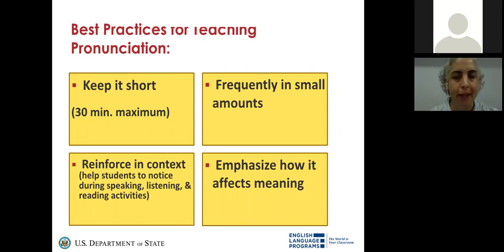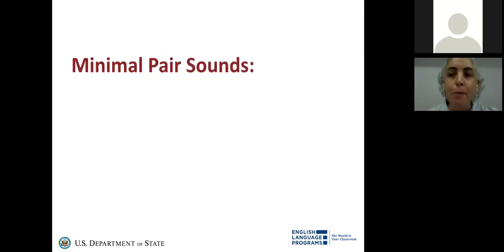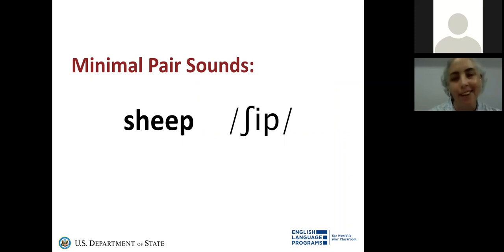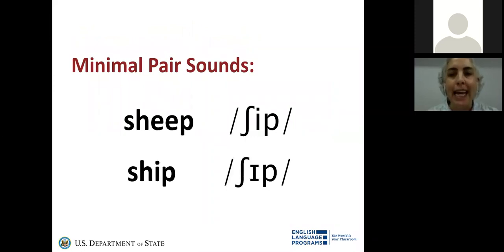Okay, so let's start with some minimal pair sounds. My example here is the E sound. So my word here is sheep, and a minimal pair for sheep is ship. So I have two words that are identical except for one sound difference, E and I. So they're minimal pairs. They're a pair of words with a difference in sound, sheep and ship. Okay, so let's try practicing that same minimal pair with a few more.